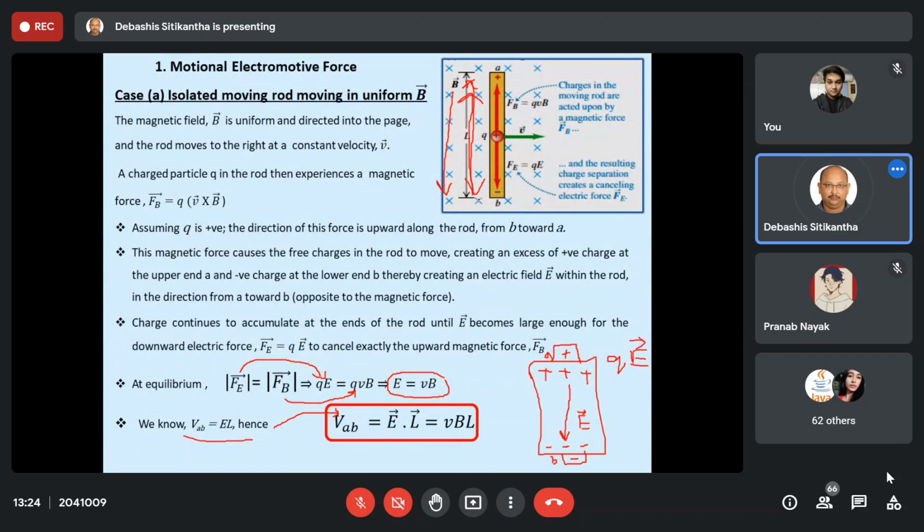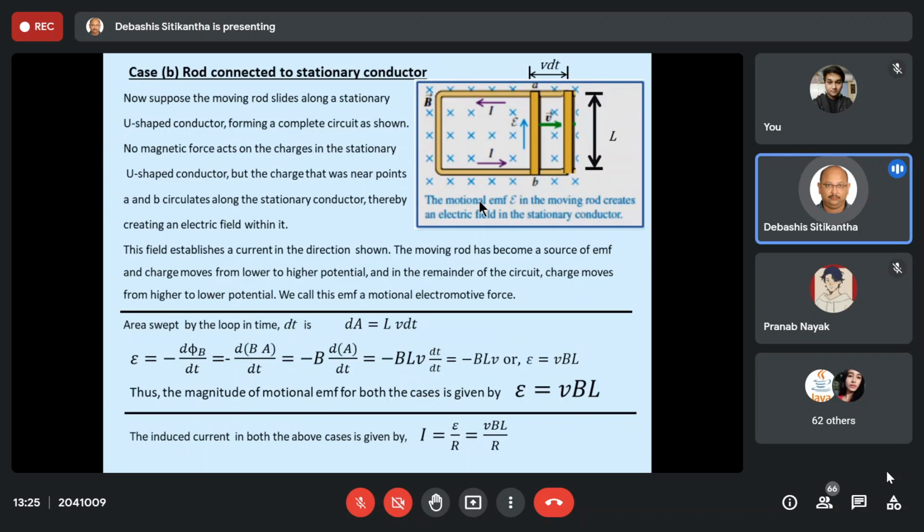Okay. Is there any doubt? Anyone with any sort of doubt? Okay, fine. So let us move on to the other case.